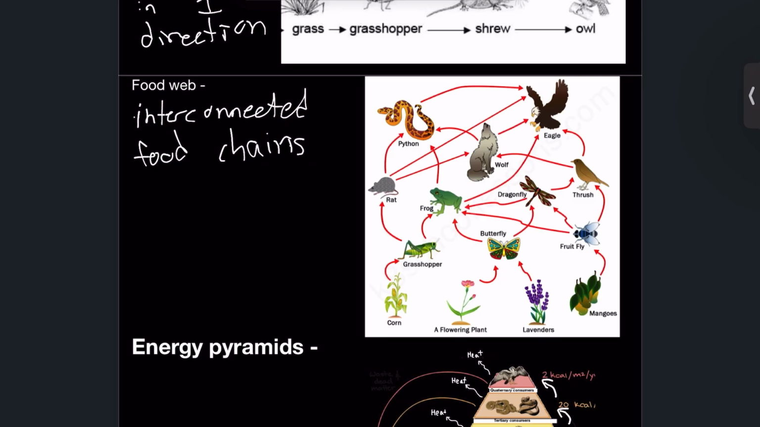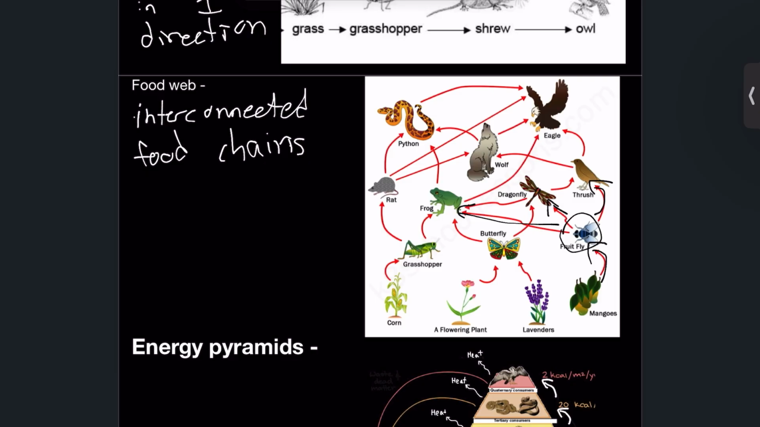So, for example, we can see here that the fruit fly right here gains its energy from the mangoes. So it only eats mangoes, but then multiple different organisms eat the fruit flies. It can either be eaten by this bird right here, the thrush, it can be eaten by dragonflies, it can be eaten by frogs, and then from there it can go to various other places. Like the thrush are eaten by eagles and wolves, the dragonfly is eaten by frogs and the thrush, and we can just see that it's a very complex web.